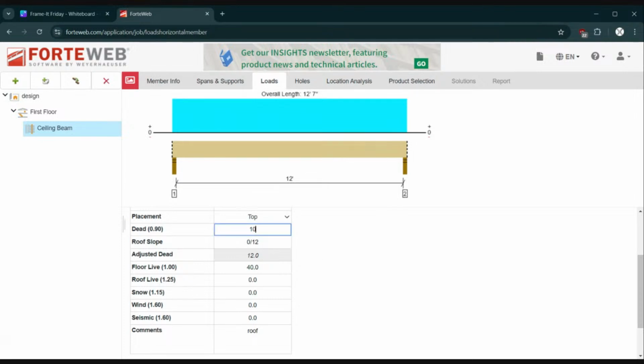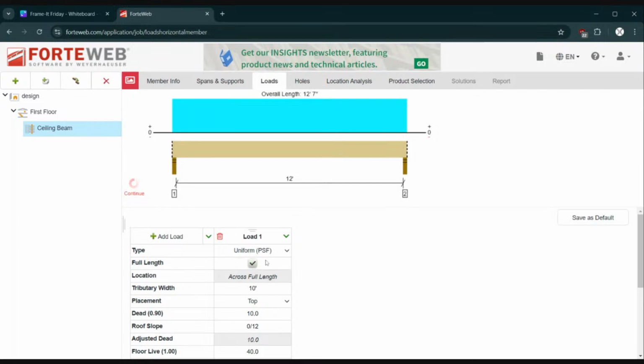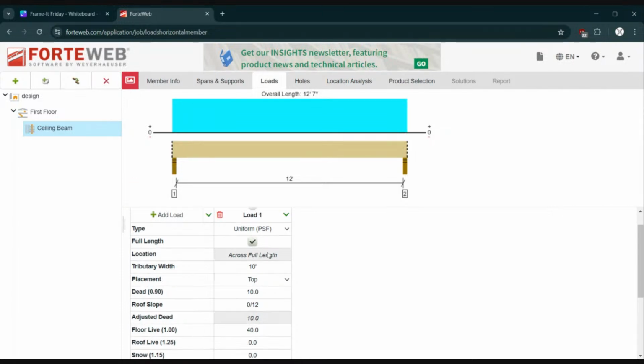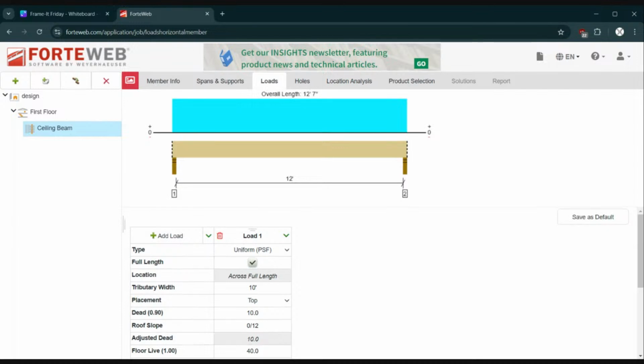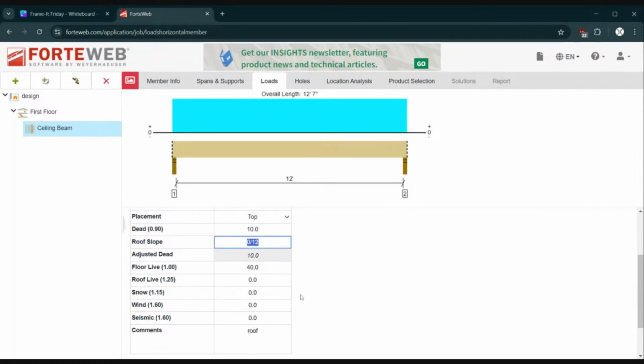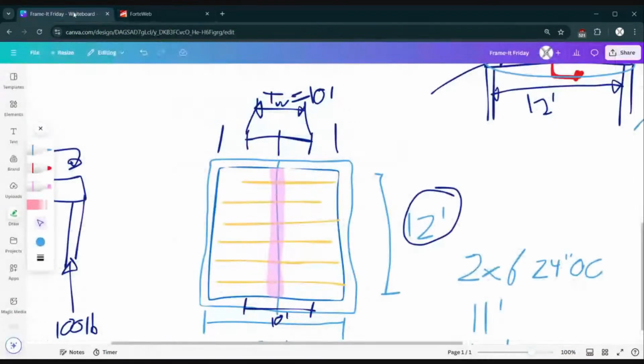So 10, and remember up here, this says uniform, and my units are going to be in pounds per square foot. So 10 pounds per square foot is my dead load. My roof slope, let's say it was a 6/12 roof because I designed it. And now see this, it's going to adjust the dead load because the roof is pitched and I gave it a 10-foot tributary width in a plan view.